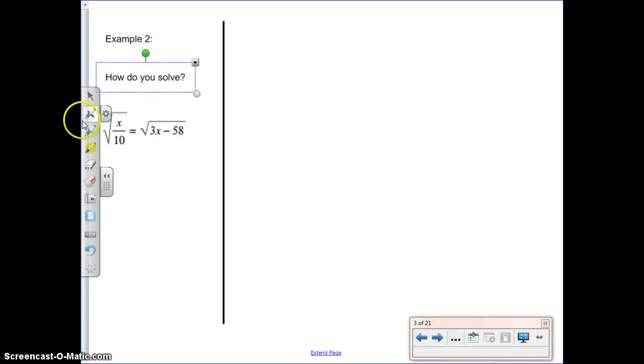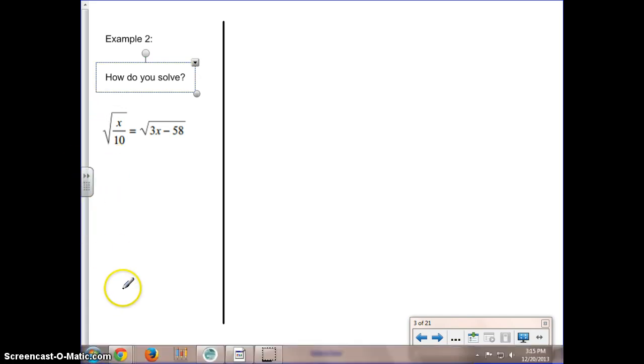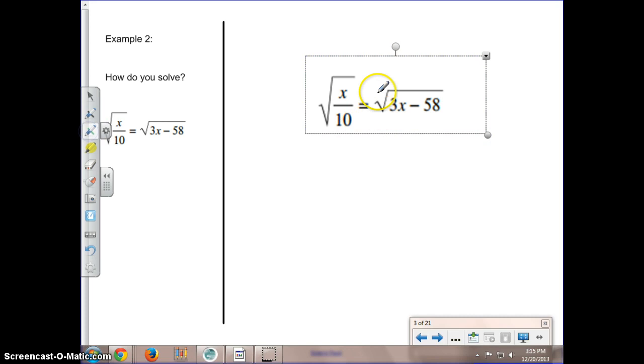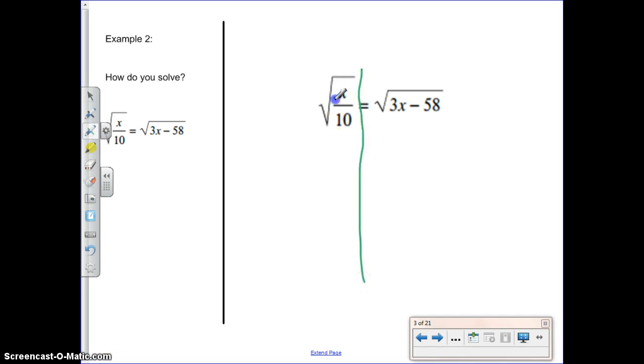Let's try another example. How do we undo something that is square rooted to get x alone in this case? Well, to solve this, let's start with our initial setup that's the same for every problem. This one is a little trickier yet because we have x on both sides. To get rid of the square root, we square it, and if we square one side, we have to square the other side. And in this case, that works out well since we have a square root on both sides. We are left with x divided by 10 on the left side and 3x minus 58 on the right side.